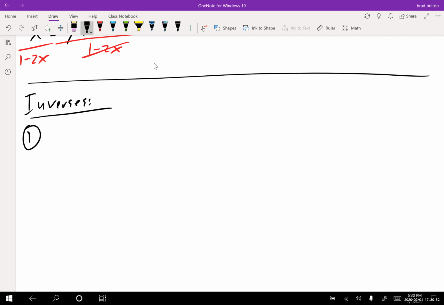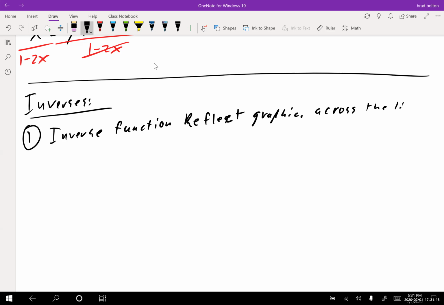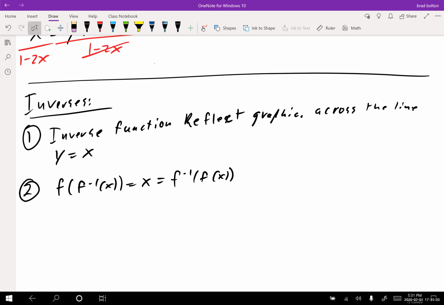Okay, so what's the first thing we know? Well, let's just start writing down facts. Inverse functions reflect graphically across the line y equals x. Another thing we know is that f of f inverse of x equals f inverse of f of x. So basically, when you take a function and you compose it with its inverse, you better get x. So that's kind of the big takeaway from that. So that's a way to verify.